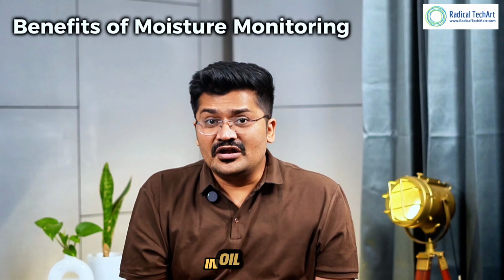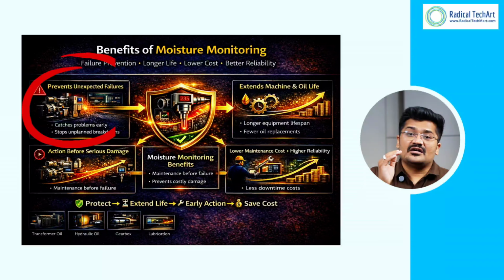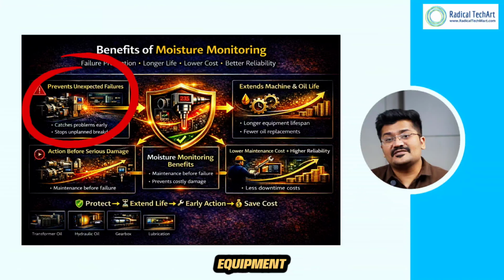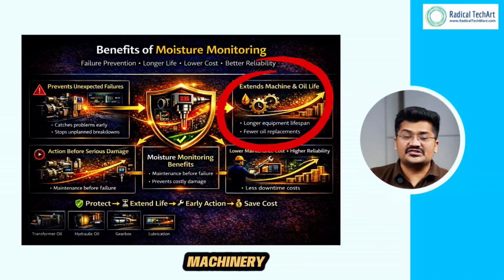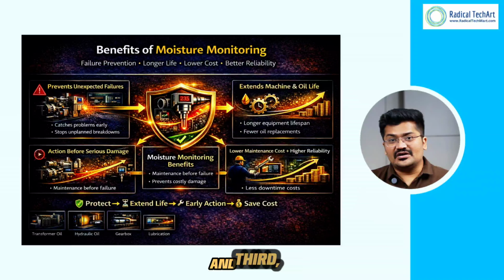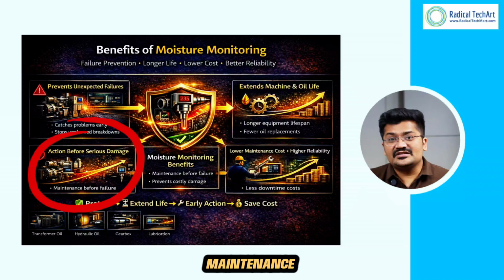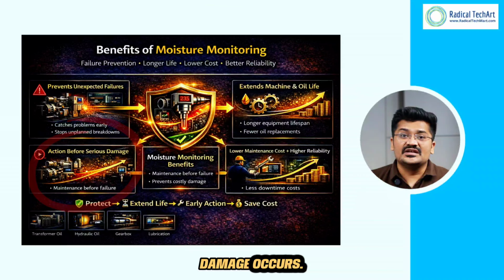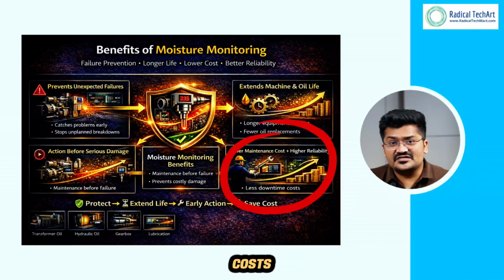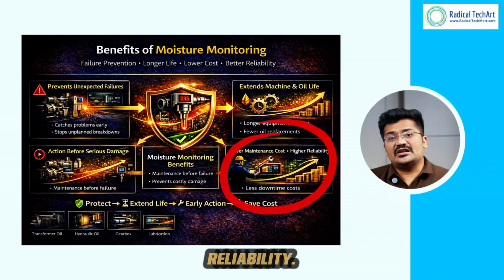Monitoring moisture in oil provides several benefits. First, it prevents unexpected equipment failure. Second, it helps to extend the life of machinery and oil. And third, it allows the maintenance team to take action before serious damage occurs. This reduces maintenance costs and improves system reliability.